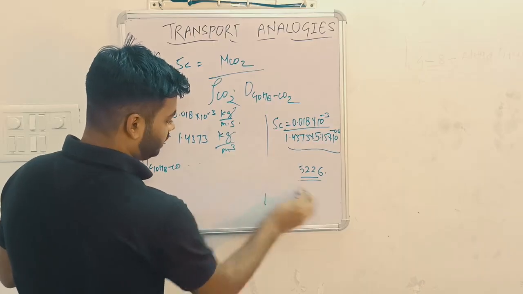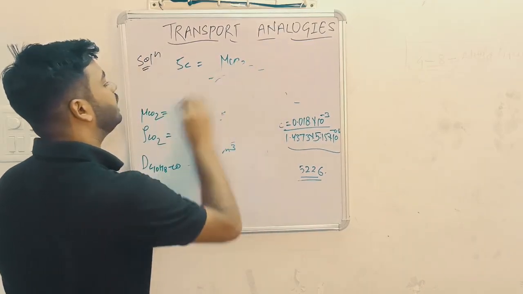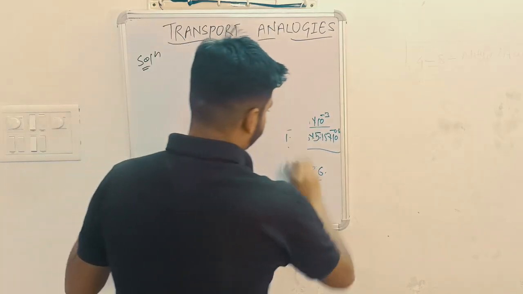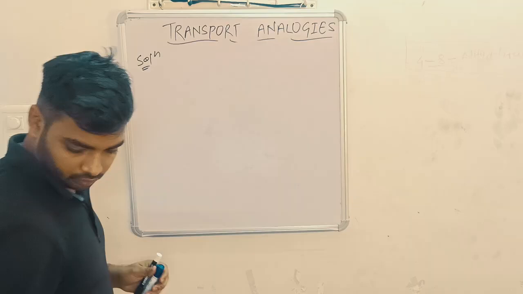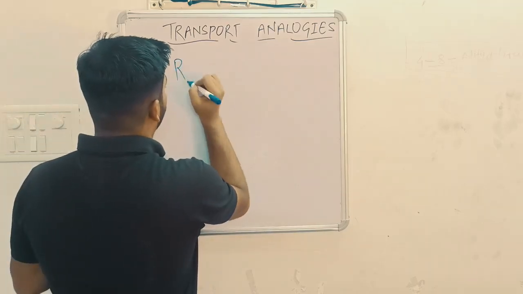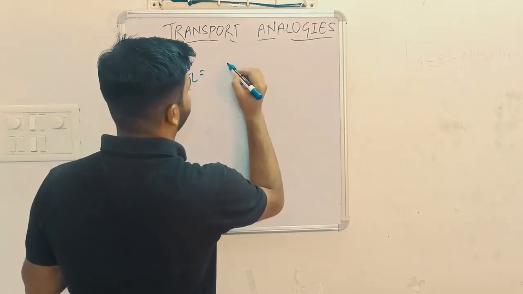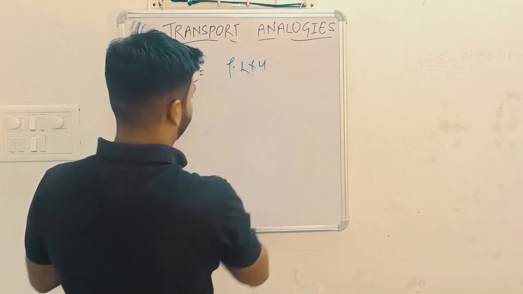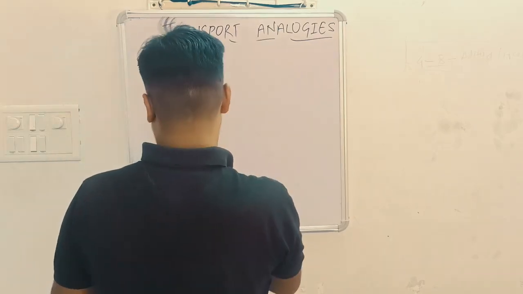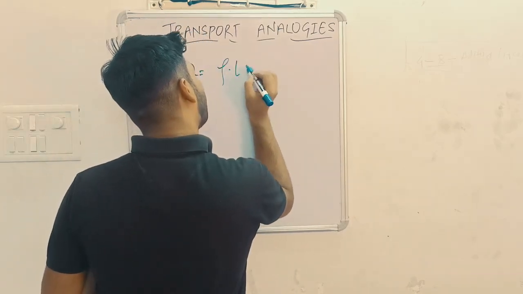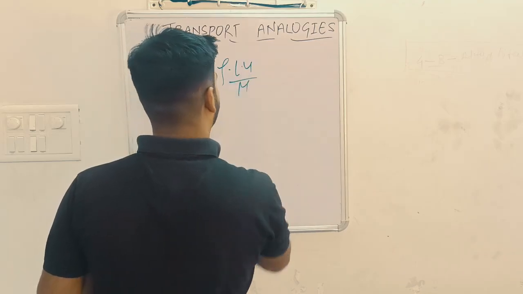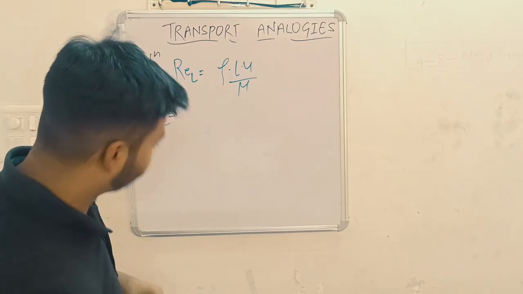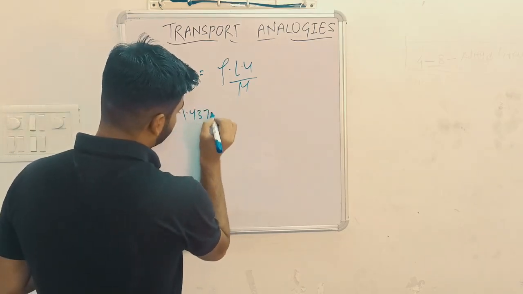So after this, there is one more factor remaining, that is Reynolds number. So calculating Reynolds number, it will be given as rho L U by mu, where rho CO2 is already given as 1.4373.